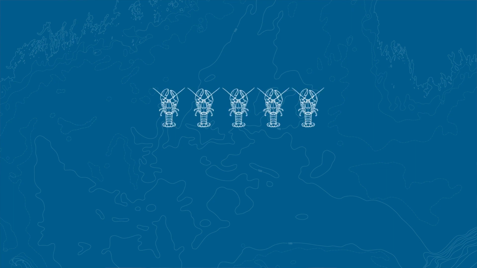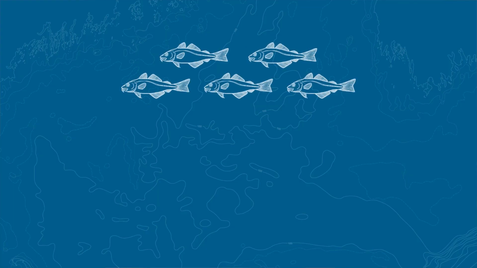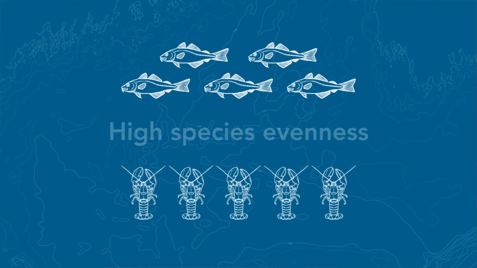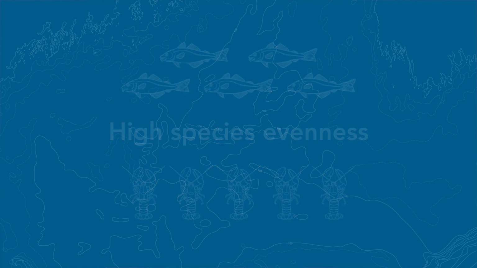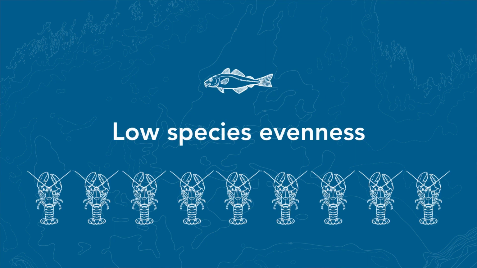So if I caught 5 lobster, that would count as one species toward species richness, even though the abundance, or number of individuals, is 5. Another metric that I can use to measure marine biodiversity is species evenness, and that can account for the abundance of different species. So if I had 5 cod and 5 lobster, that would be high species evenness because the different species have an equal abundance. Versus if I caught 9 lobster and 1 cod, then that would be low species evenness because the 2 species have an unequal number.